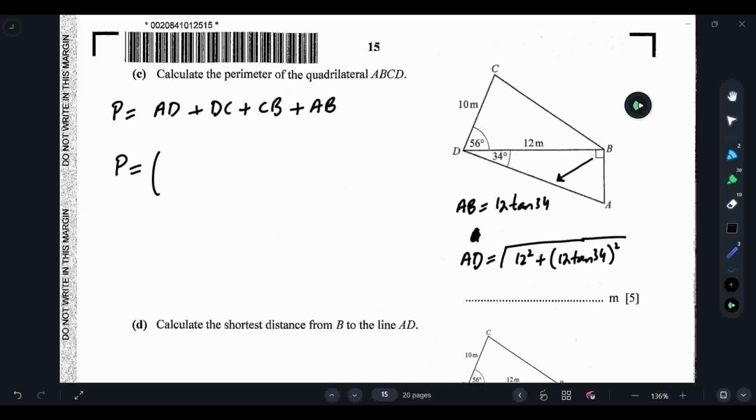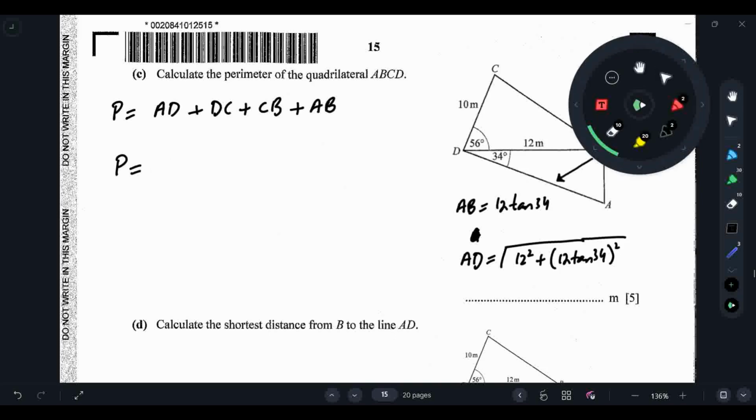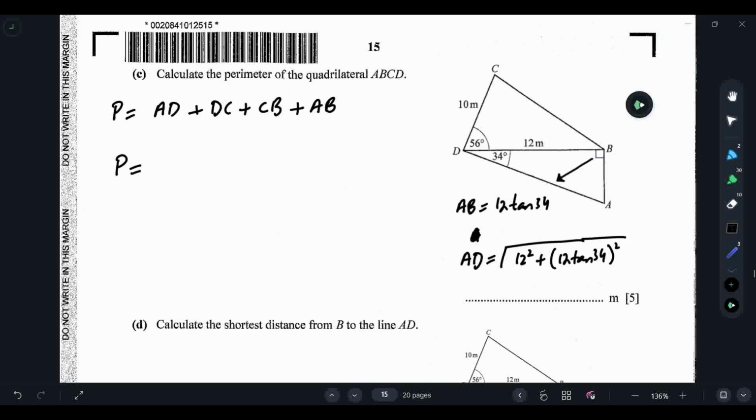Now for CB, what we can do is use the cosine law. Let me write CB over here. CB squared will be equal to 10 squared plus 12 squared minus 2 into 10 into 12 into cos of 56. I hope that I'm clear to all of you.